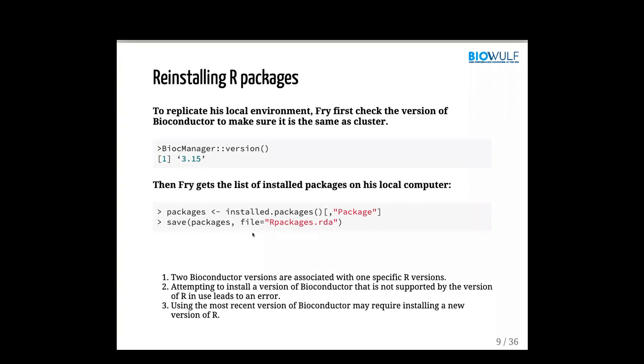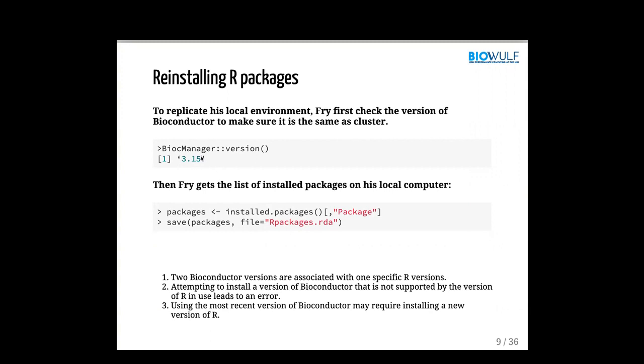So if Fry's Bioconductor version is different, he always has to check the R version, because you can't install a lower version of Bioconductor on a higher version of R. Again, when your library is only available in the most recent version of Bioconductor, upgrading Bioconductor will also require upgrading to the matching version of R.